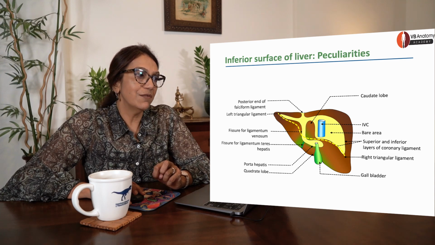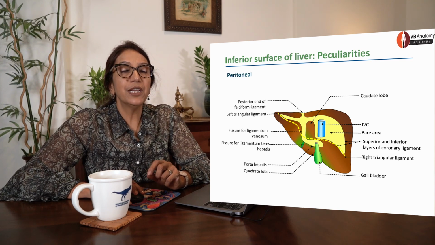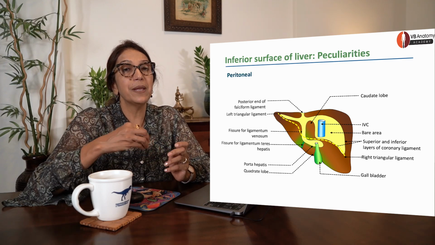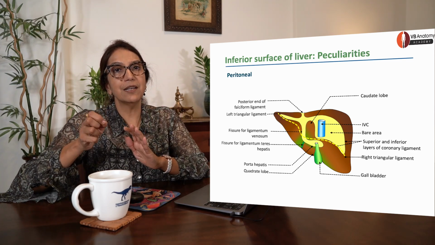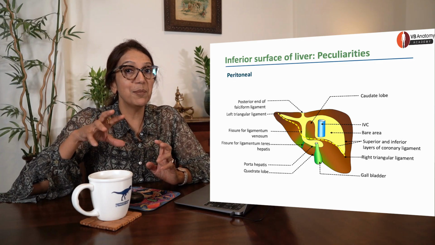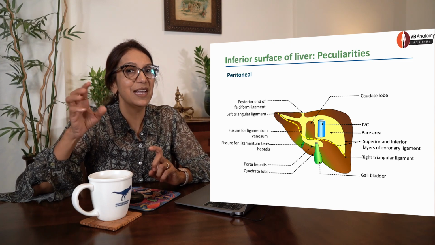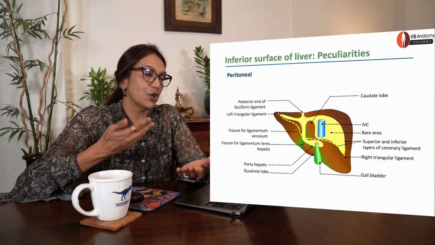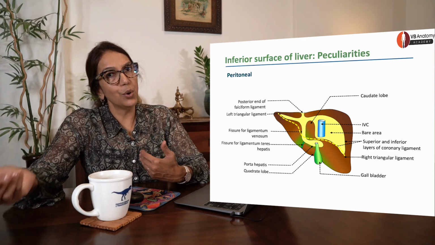Continuing with discussion on inferior surface of liver, the peculiar thing is that wherever it's related to viscera, it's peritoneal, and there are places in it where it is still bare. Remember I asked you bare from what? Bare from peritoneum. So there are areas of inferior surface which are peritoneal and areas which are non-peritoneal.